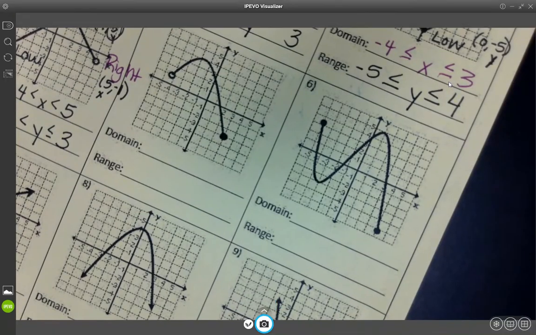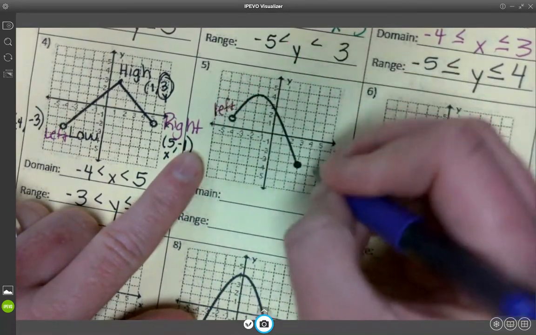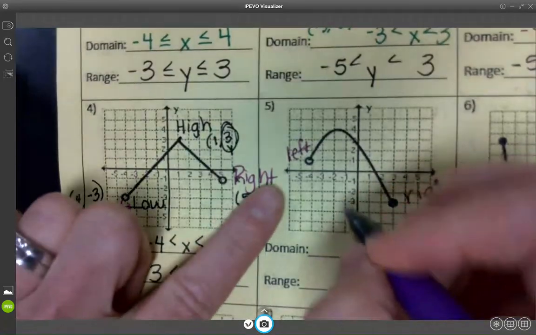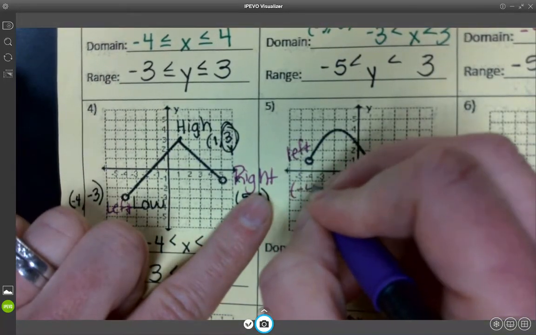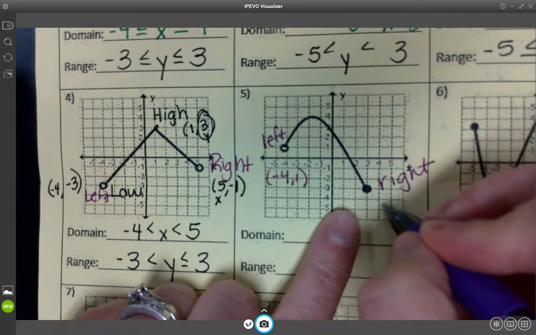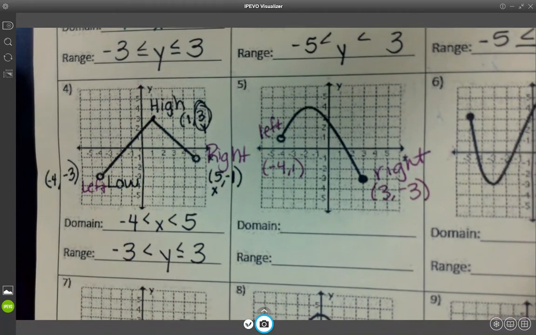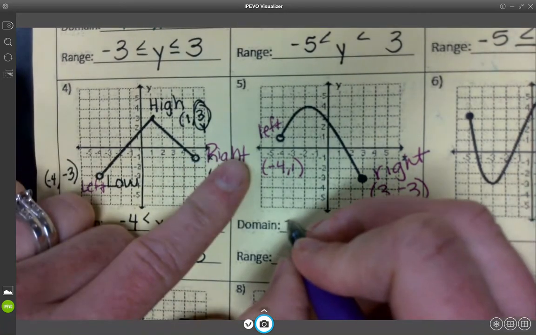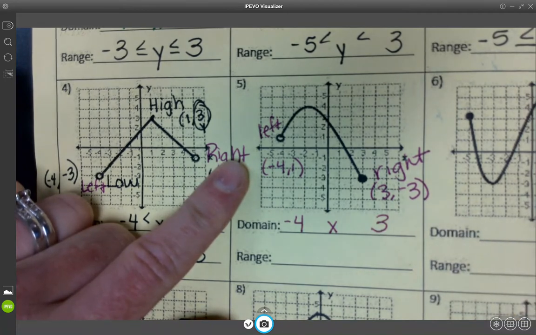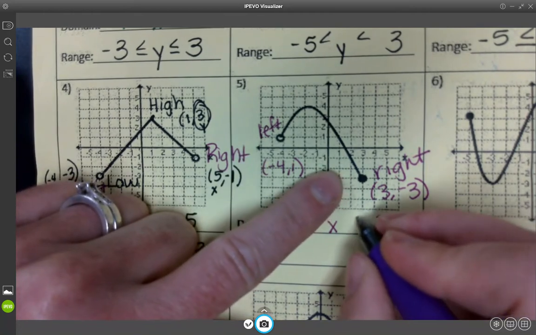Okay, so hopefully you have completed these two. So let's go over it real quick. Domain is left, right. So you look for your leftmost point, your rightmost point. So our leftmost point was -4, 1. And then right would be 3, -3. So when we do domain, we're doing left to right. So we're doing only our X values. So -4, X, +3. This is an open circle, so it's just going to be less than. Closed circle, less than equal to.